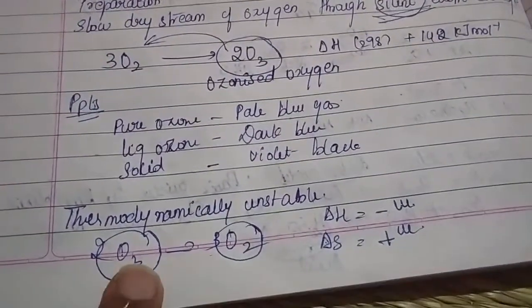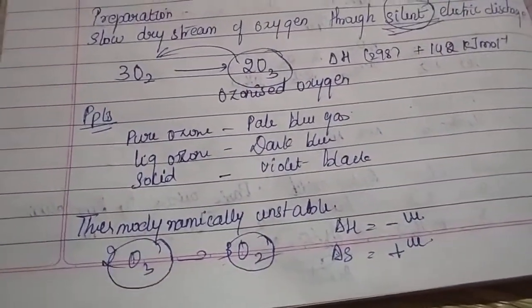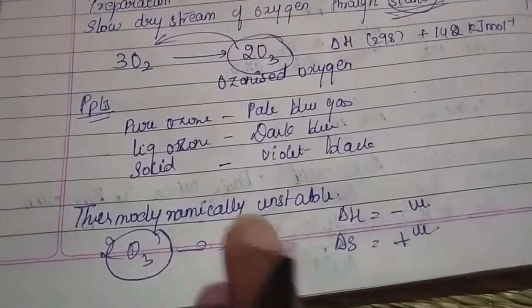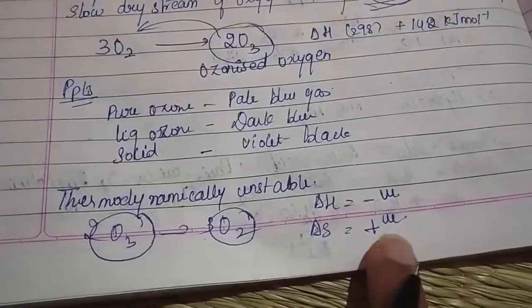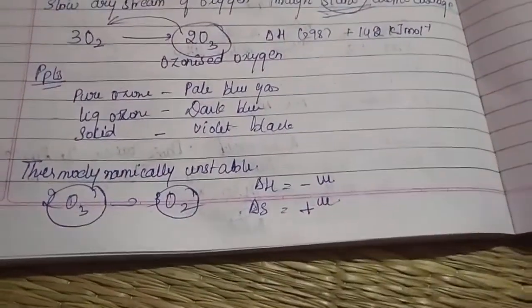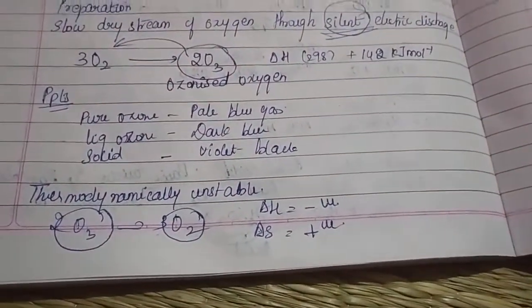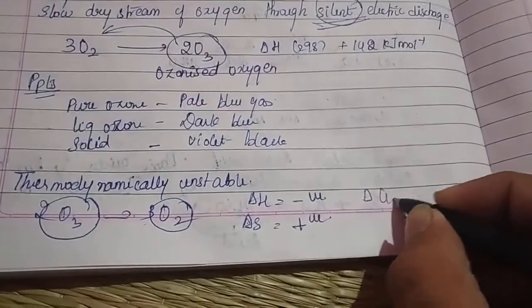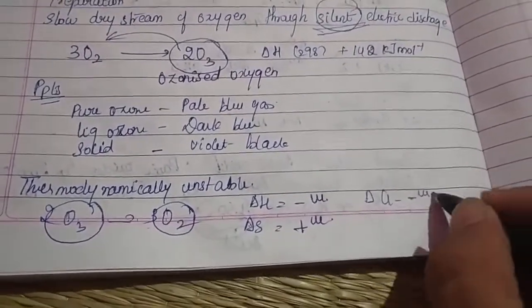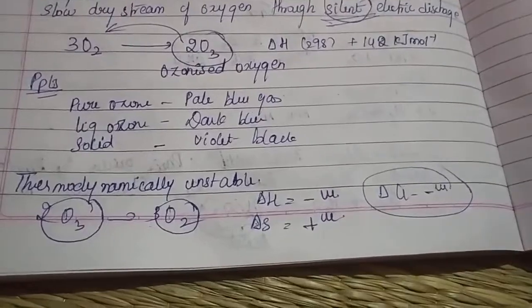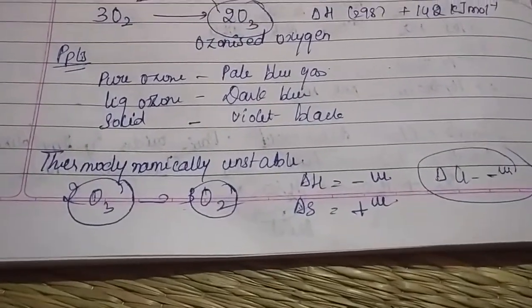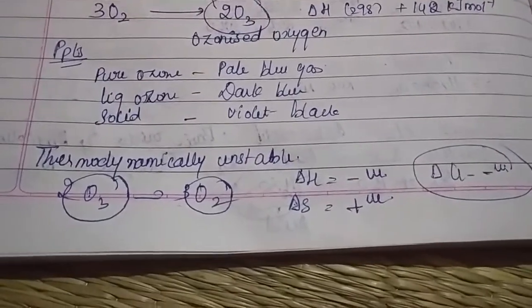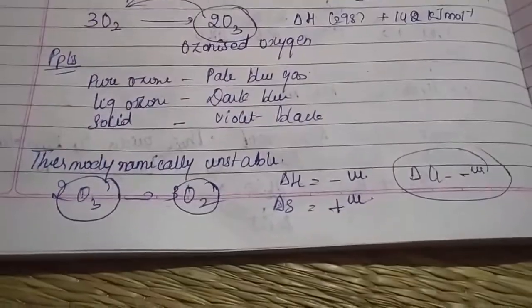So when it was O3, it was somewhat fat, so that is the reason movement was less. But once it gets converted to O2, its movement increases, so delta S is positive. So keeping this in mind, what happens to your delta G? Of course it results in a negative value for delta G. So do remember, high concentration of ozone is a very high explosive, we say. So it can easily explode.